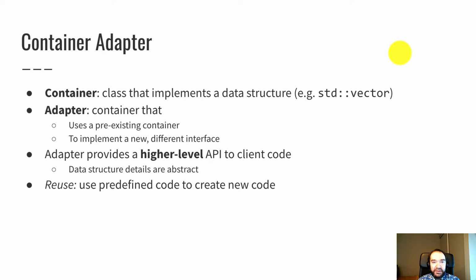This is an example of the concept of reuse in software development. The idea of reuse is that it's a good thing to use predefined code to create new code. We don't want to create everything from scratch every single time. The whole point of these data structure classes, for example, is that you can use these in practical software instead of having to worry about how to manage data structures yourself. You shouldn't have to write your own data structures.